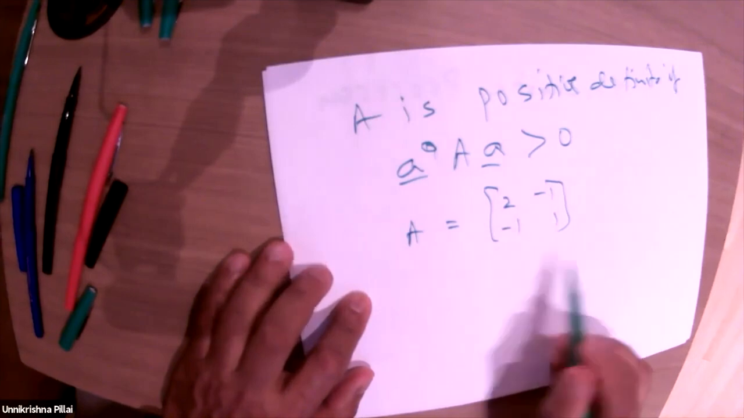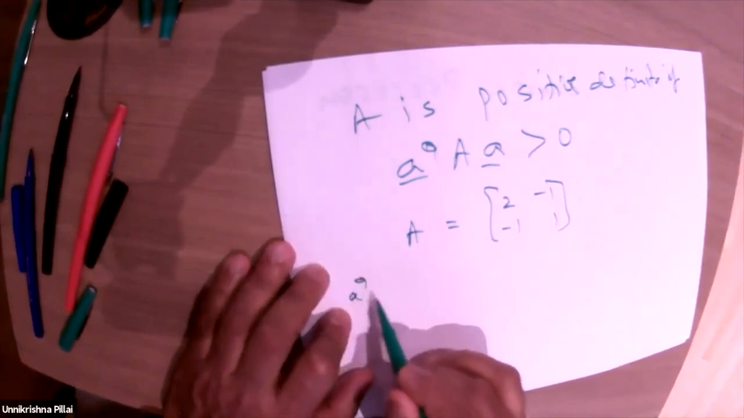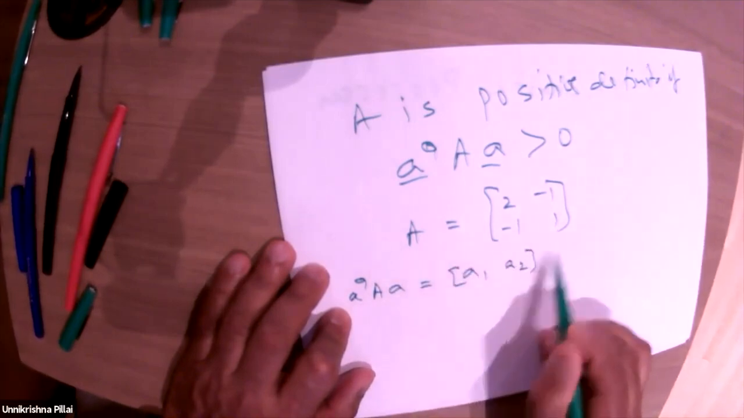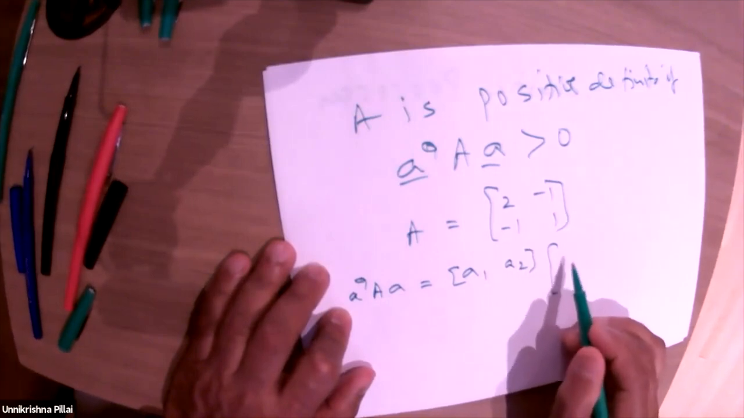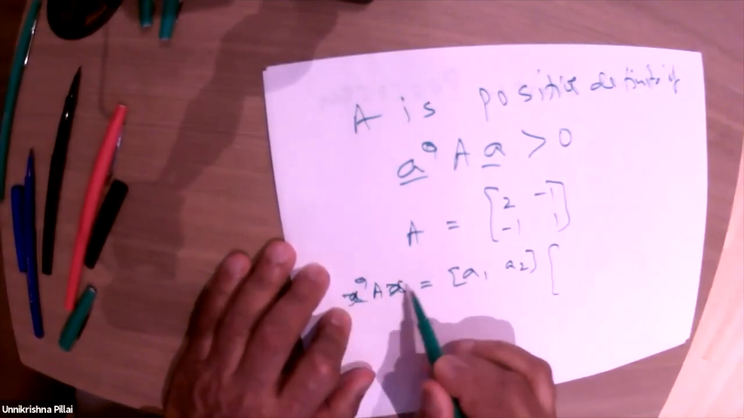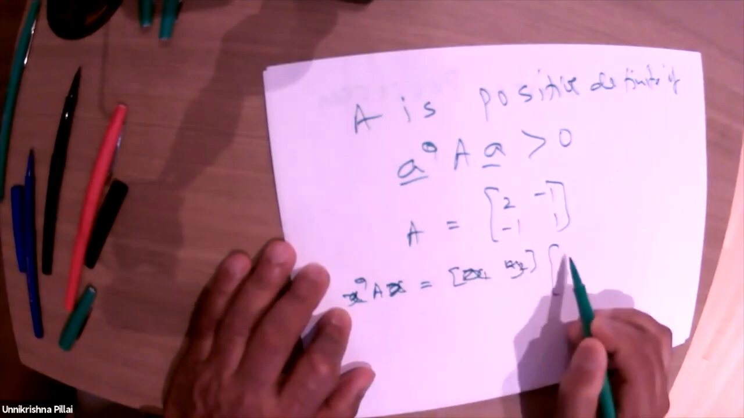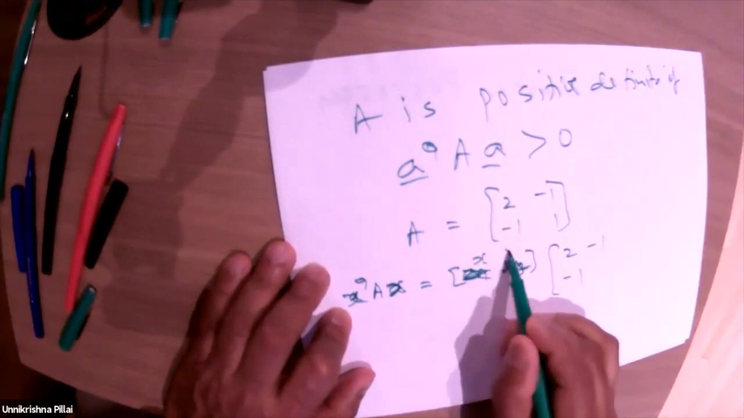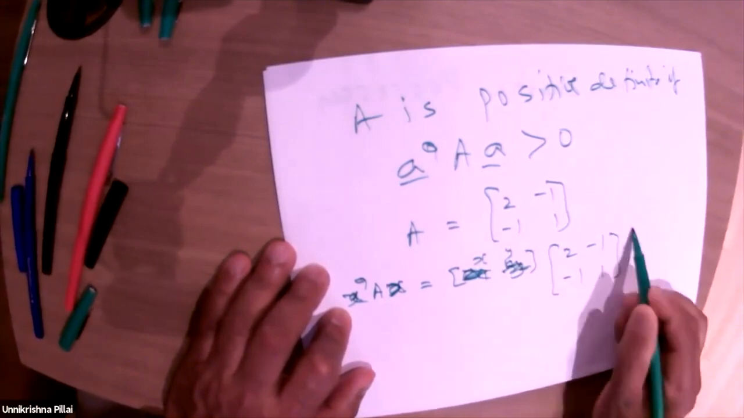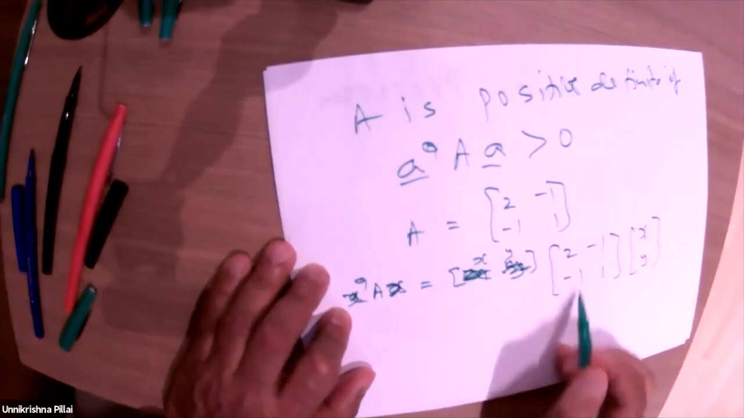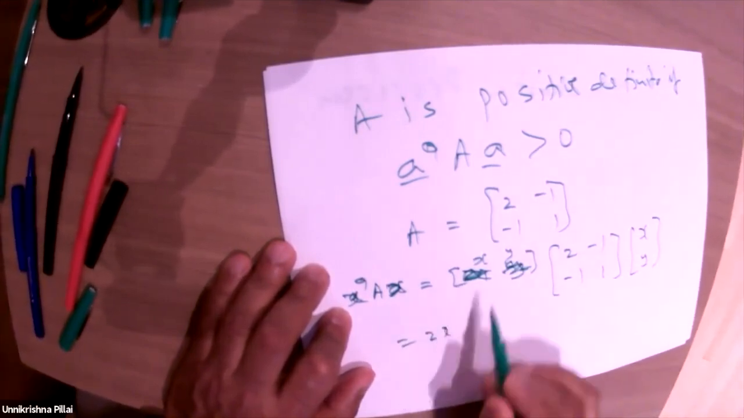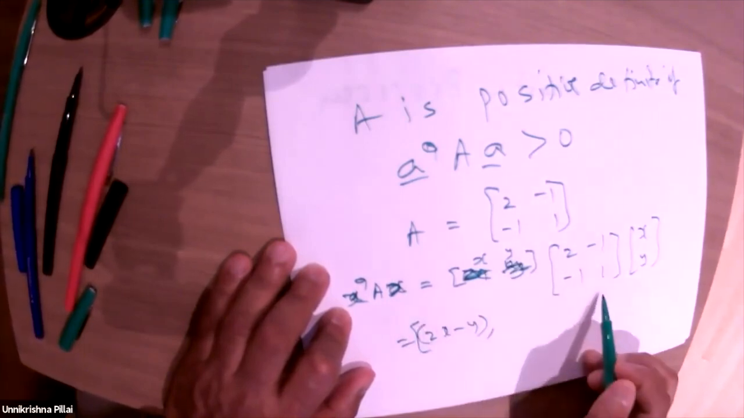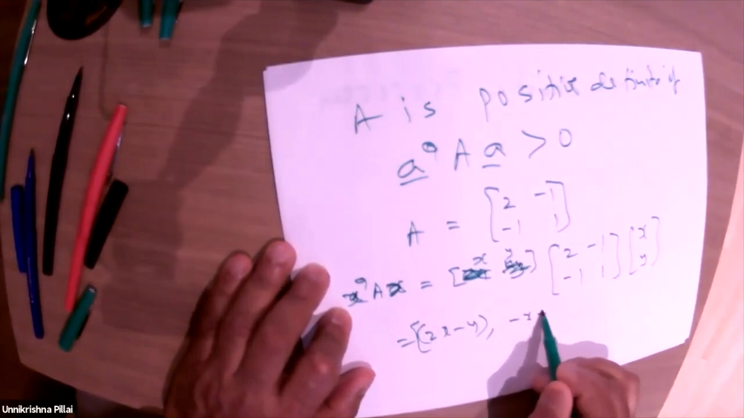So take this matrix. Let's see, I'm going to multiply by A transpose A. So A is some X transpose X. So I'll call it here XY, easy. So this is just X and Y, XY. So first row into first column, what do I get? 2x minus y, comma, here you get minus x plus y, right?